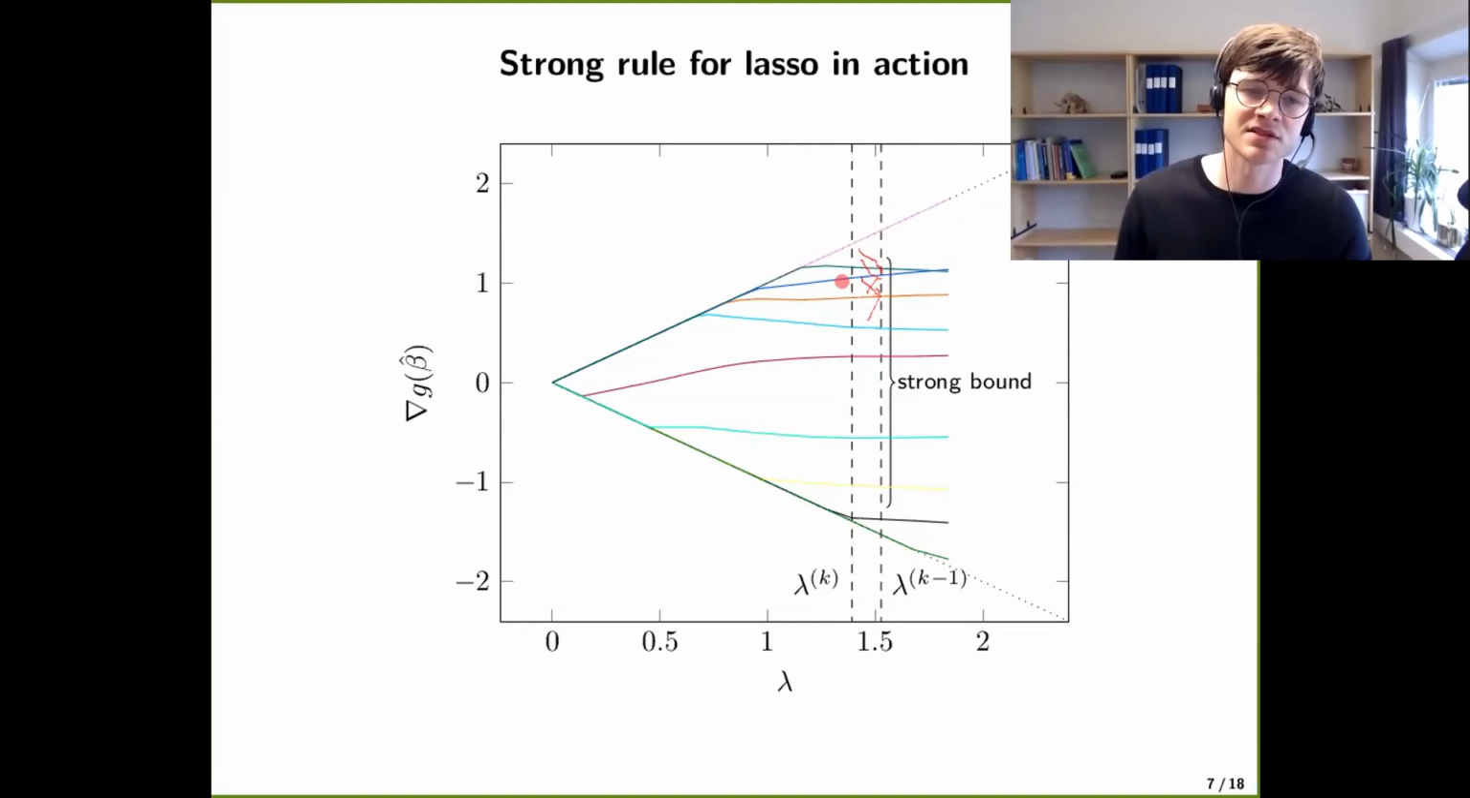But as it turns out, this example should give you a hint of what the strong rule is capable of. There are no violations here. All of the other predictors are in fact going to be 0 at the next step, since none of these reach the unit line.